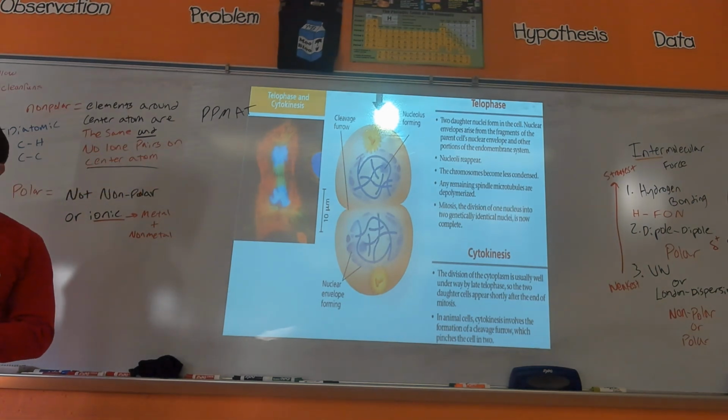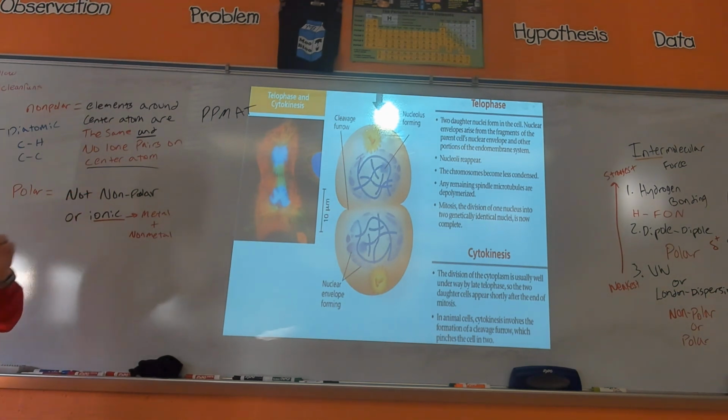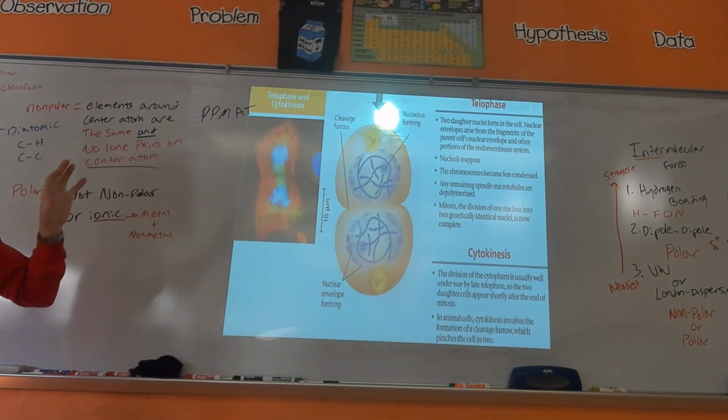Plants will get a cell plate. I think I have a picture of that on a different slide. But there you go. That would be cell division, the different phases of it. So be able to recognize a cell that's in those phases, or be able to describe a cell, as we did in the FRQ practice, that's in those different phases.